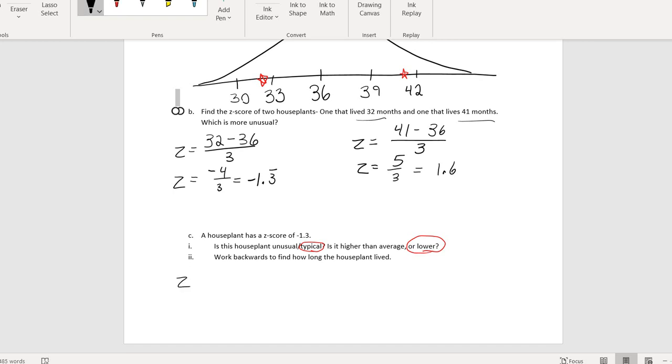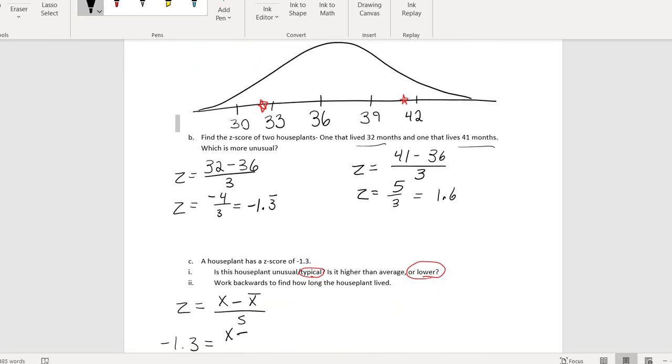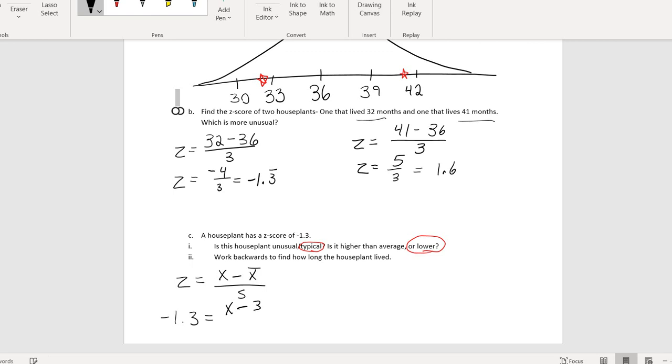Now, what we're going to do is that we're going to work backwards to find how long this houseplant lived. So, remember, the equation is z equals x minus x bar over s. So the z-score is negative 1.3 equals, well, we don't know what x is, that's what we're trying to find, so we're going to have x minus the average. Well, the average hasn't changed, it's still 36. So minus 36 divided by the standard deviation, which is still 3.